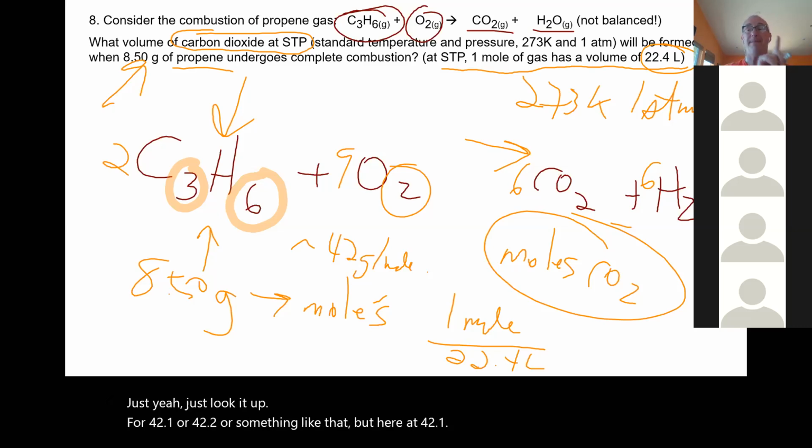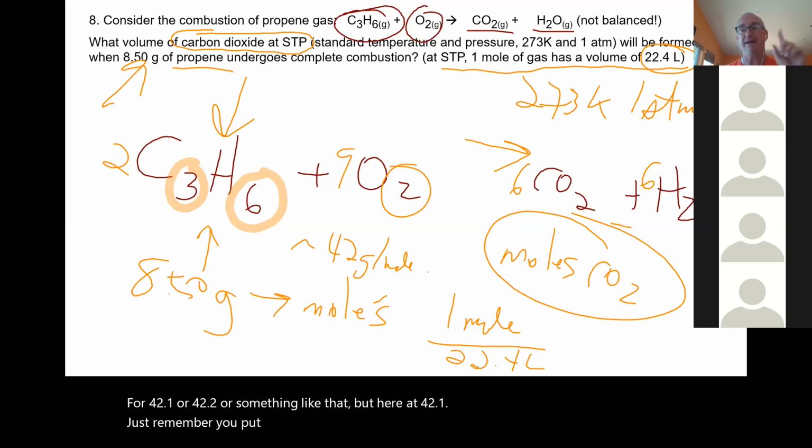Just remember you put propene in and not propane, because those are different molecules.